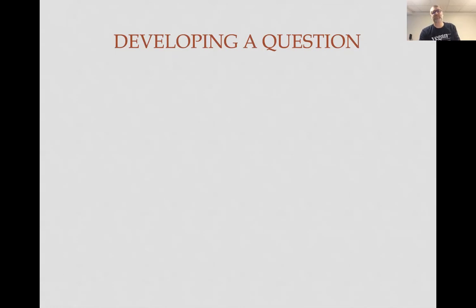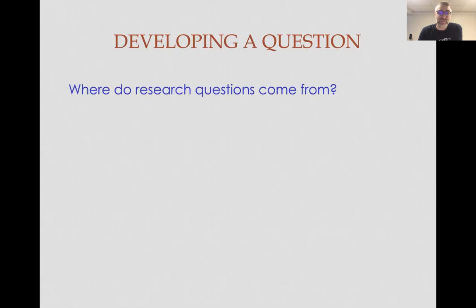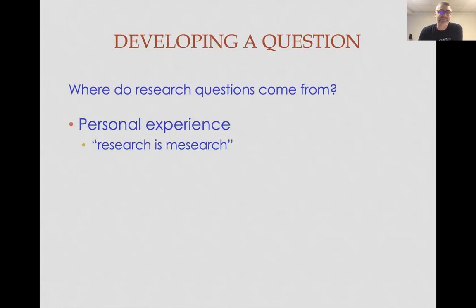So developing a question in relationship science is really the first step in not just relationship science, but in any good science. We start off with a question, and we call that question a research question. Generally speaking, research questions are quite broad, and they can come from a number of places.